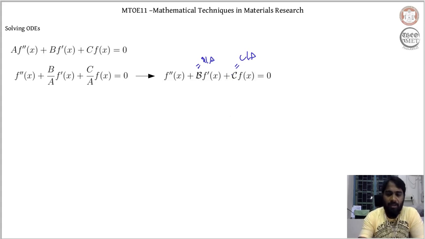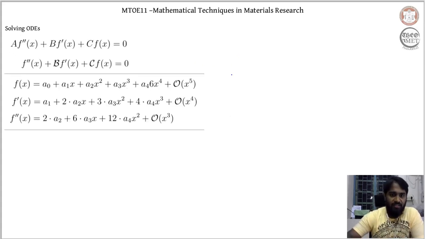So now my expression changes to something like this. My expression now has not just a and b and c, rather it has a fancy b and a fancy c. The equation that I would like to solve involves f of x, the first derivative of f of x, and the second derivative of f of x. And when I solve this, my solution would be of the form f of x.